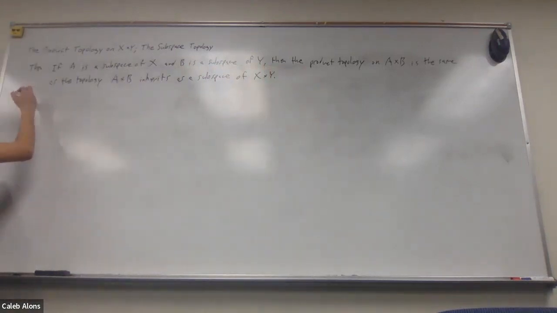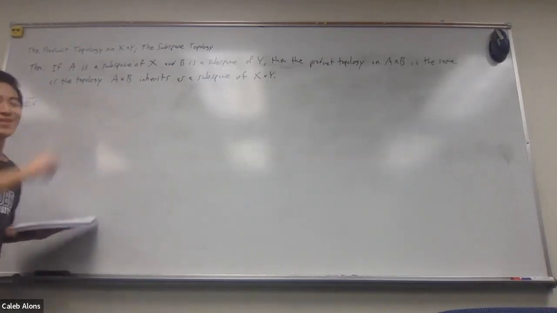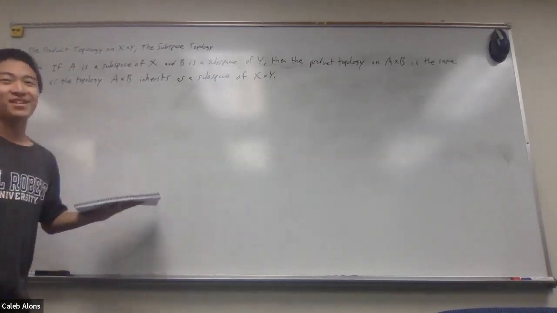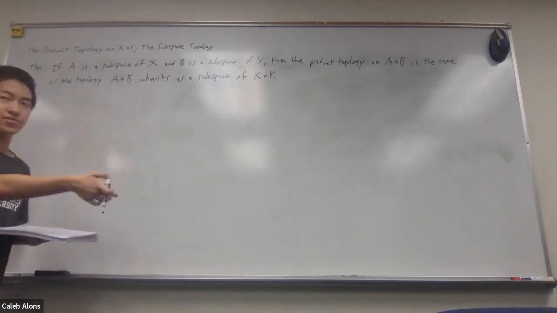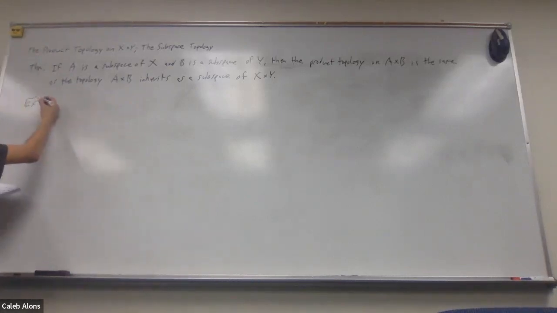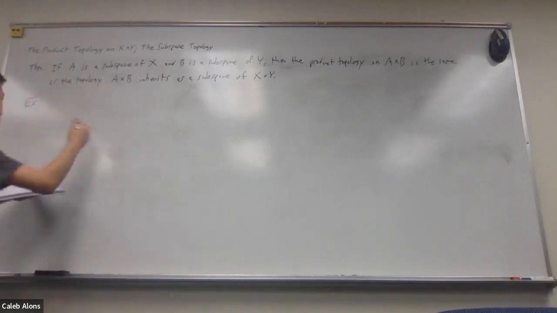So here's an example of when this doesn't necessarily happen. That's true for products: you can basically just take subspaces of each of the things in your product, and the product of your subspaces happens to take on the same topology. But for ordered sets, it's not necessarily true. And so here's a counterexample to prove that this theorem would not apply to the subspace topology.